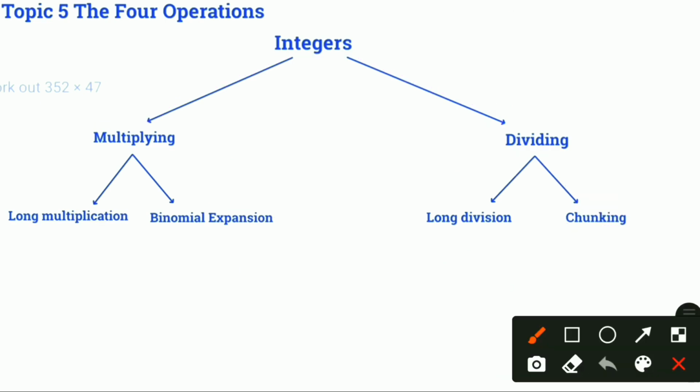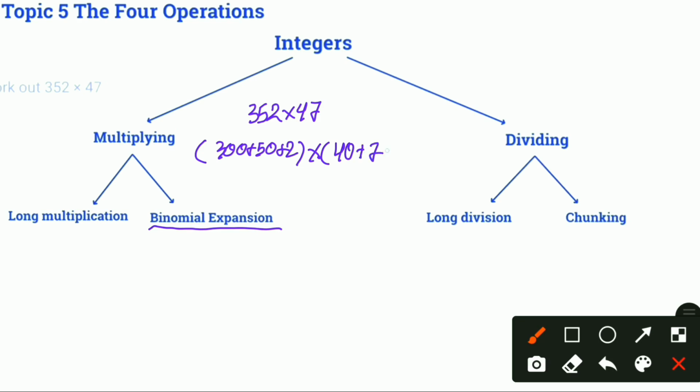Now let's see binomial expansion. Again, work out 352 multiplied by 47. I could just write it down like this: 300 plus 50 plus 2 multiplied by 40 plus 7. Then I'm going to multiply each one of these by each of the others.